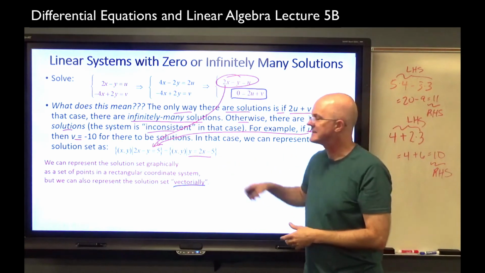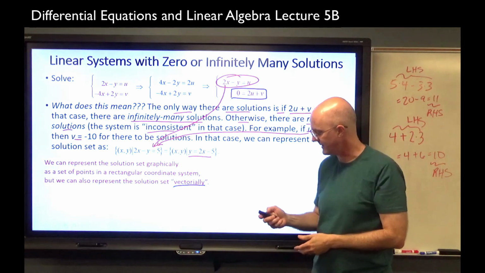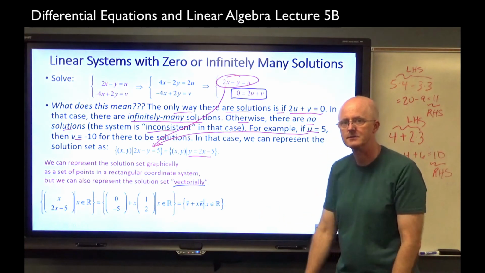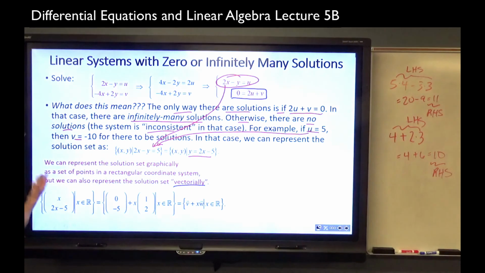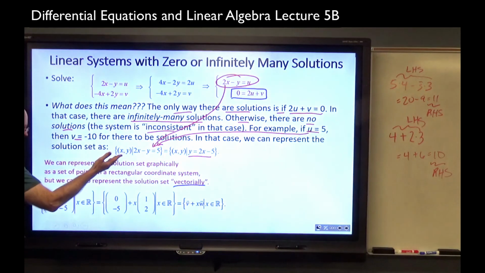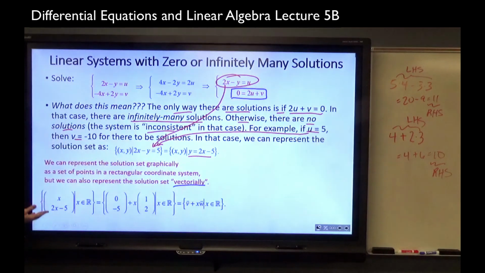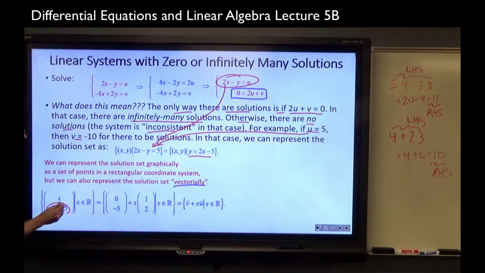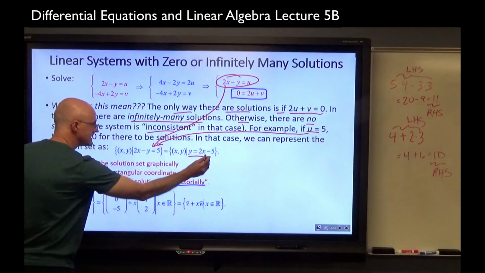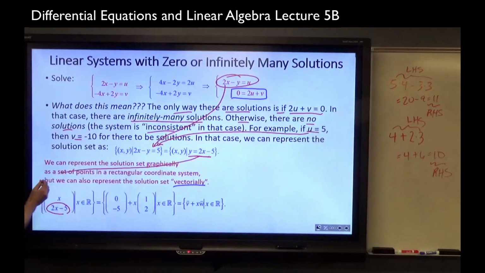So I don't have to think of this as a set of points that are solutions. I can think of it as a set of vectors, and I'm going to write them as column vectors. The solution set could be thought of as a set of ordered pairs, which could be imagined as points, or as a set of column vectors, which could be imagined as arrows. And these are equivalent. Notice I've replaced the y here with 2x minus 5, because that matches this. That's where that comes from.